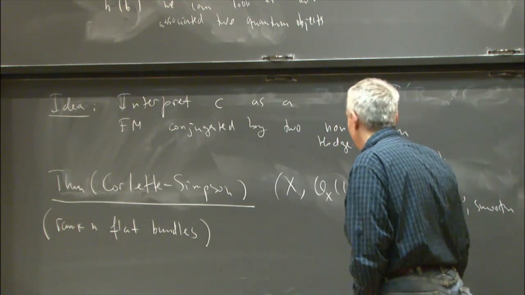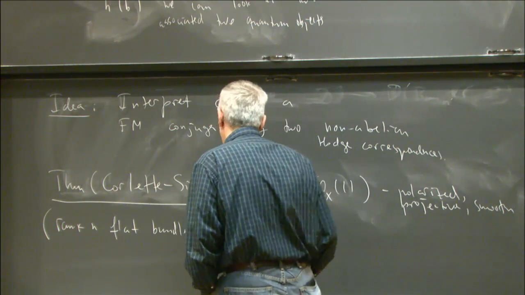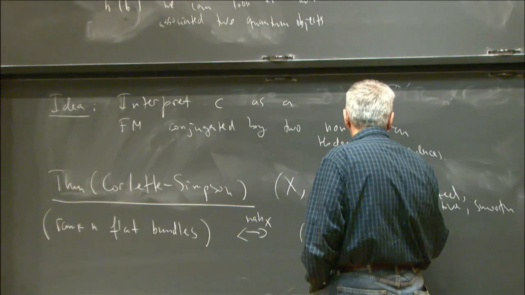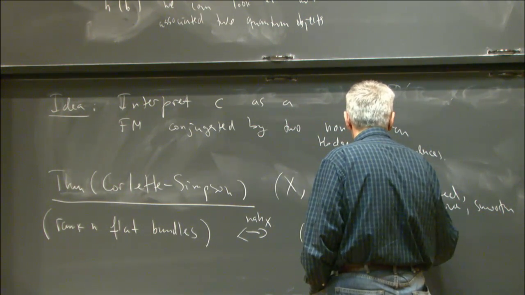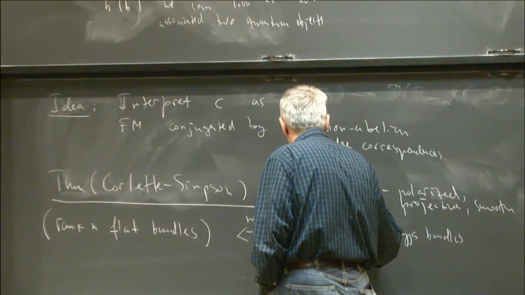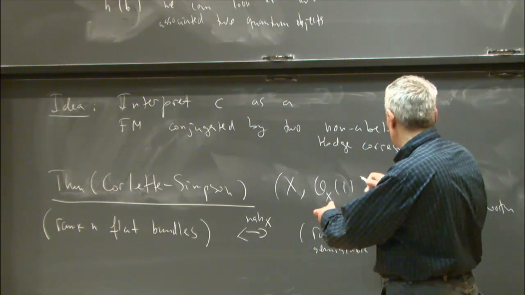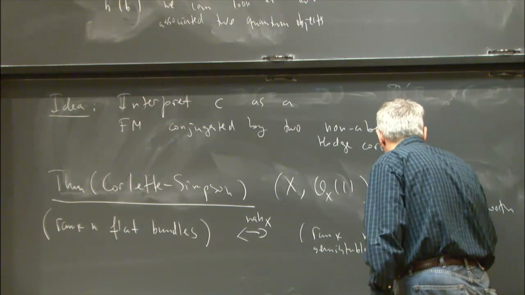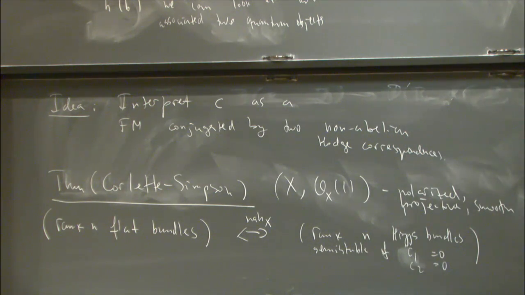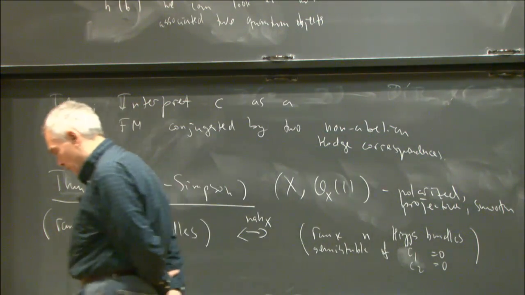But it says that rank n flat bundles are actually equivalent to rank n Higgs bundles which are semi-stable of degree 0. Well, in any dimension, it's going to be semi-stable with first and second Chern class equal to 0. Semi-stable with respect to the given polarization.